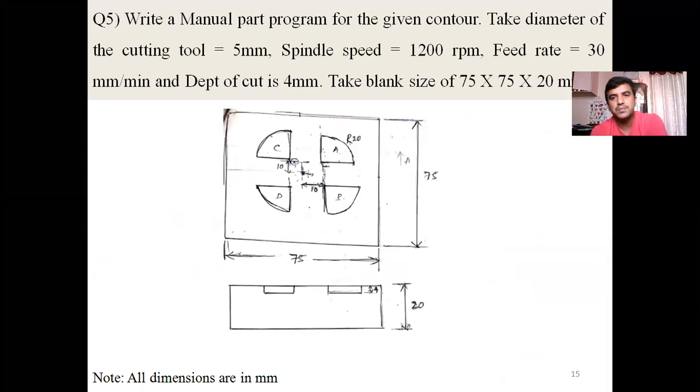Now the slide is visible. Please respond to me. Question number 5. Yes, sir. Visible, sir. Take your notebook also.